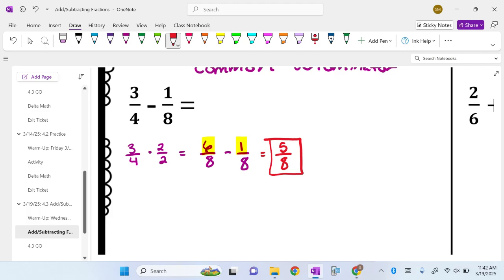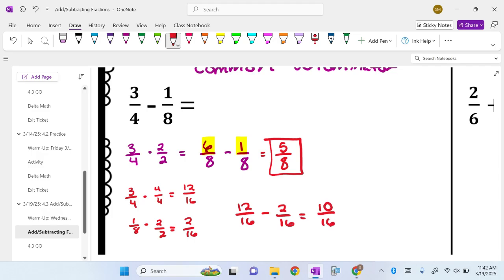So the perk of fractions is that you don't necessarily have to have the GCF on the bottom. You could have said, okay, I wanted to shoot for 16. So let's say if we shot for 16 as a denominator, what would I have to multiply to 3/4 to get a denominator of 16? 4/4. That would have given me 12/16. What about for 1/8? What would I have to shoot for to get a denominator of 16? 2/2. And that would have been 2/16. Well, 12/16 minus 2/16, that's 10/16. And what does that simplify down to?